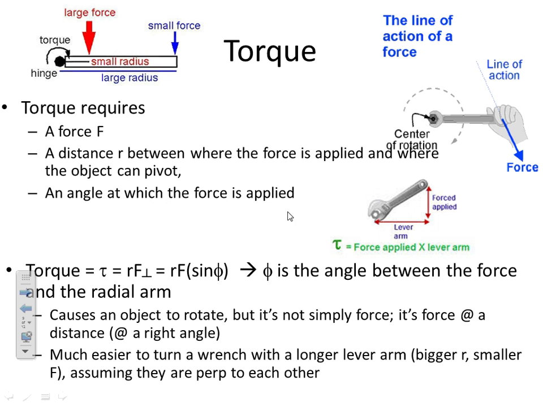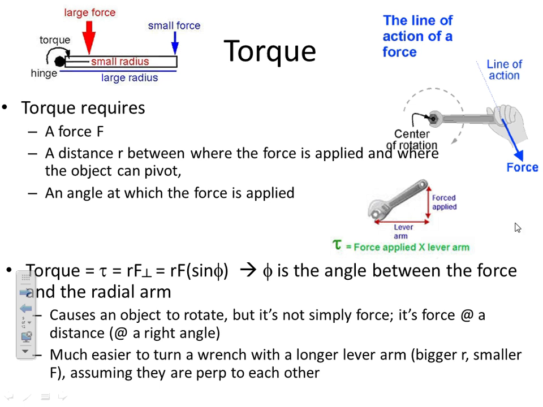The other thing they incorporate here is this angle business. Usually we would just be pulling perpendicular to the tool. In this case, they're not doing that to demonstrate, hey, it does matter what the angle is. If we put all these things together, we get torque. The symbol for that is the Greek letter tau, and that's r times F perpendicular, or r times F times sine phi, where phi is the angle between the force and the radial arm. You can use whatever angle you want, but oftentimes they'll just use this.